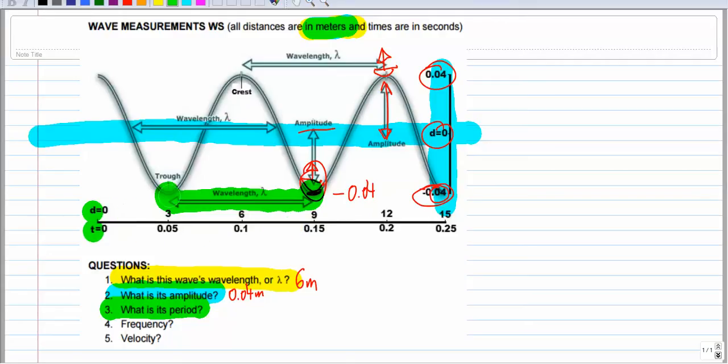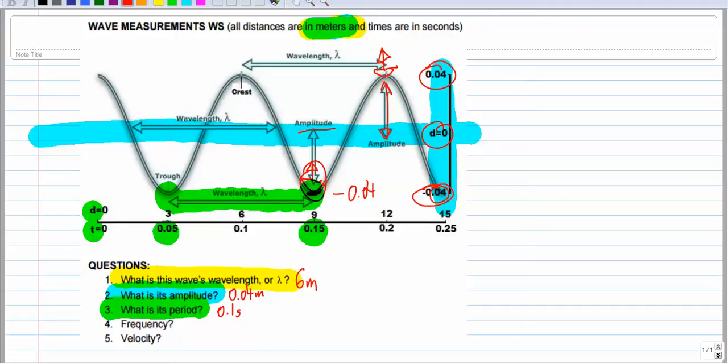So the distance for one wave we said was 6 meters, but the time for the one wave was this difference right here, this 0.15 to 0.05. So what's the difference between that? That difference is actually just 0.1. Oops, not meters. That is 0.1 seconds. So the period is the time for one wave to go by.